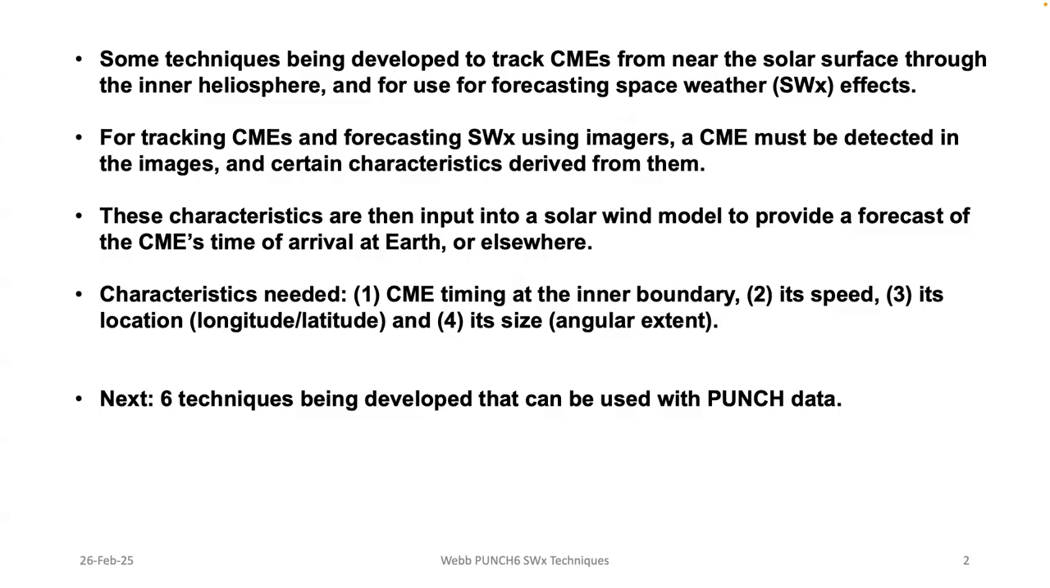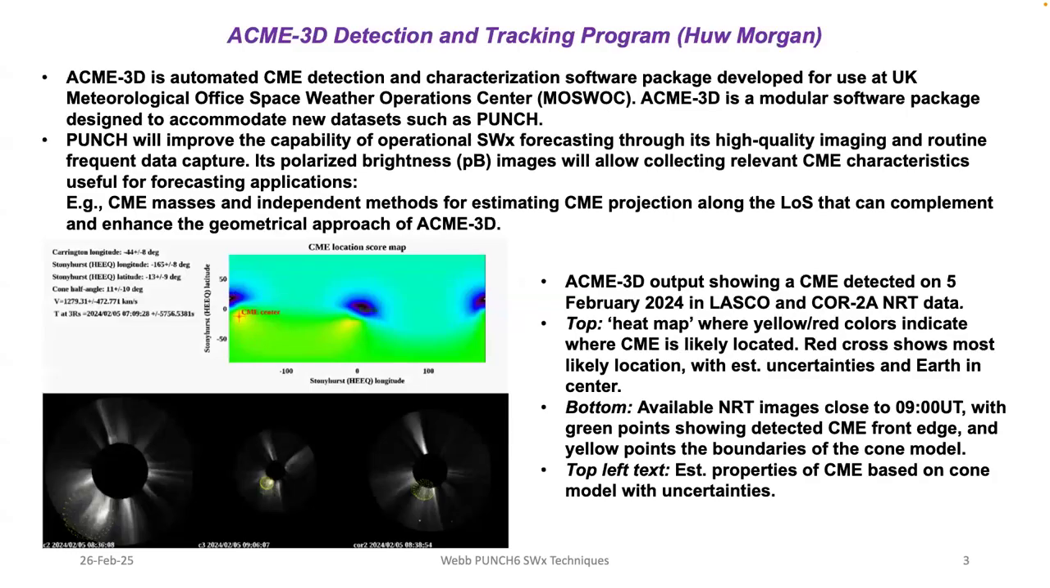The advantages of PUNCH for tracking and resolving CMEs is basically that the high resolution allows us to see the substructure much better of CMEs and hopefully shocks. And the PB data, the polarization data, will give us much better tracking information on CMEs.